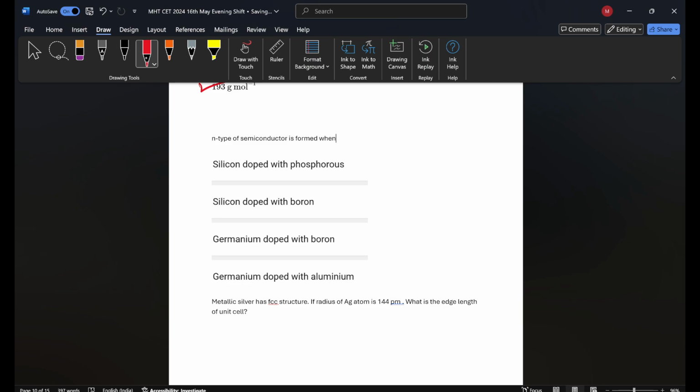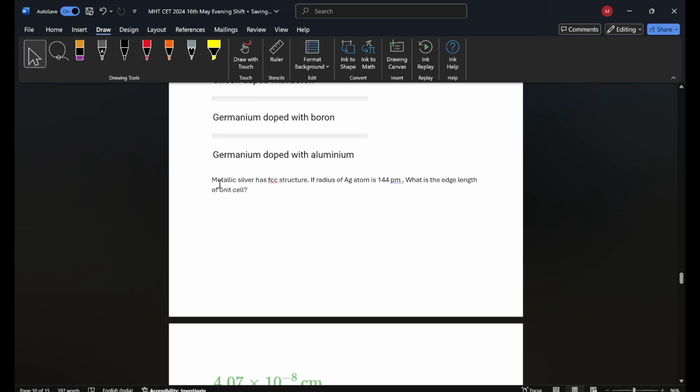Again, a straightforward question. I'm not pretty sure for this. If you know, let me know. N type of semiconductor is formed when silicon is doped with phosphorus, boron, germanium is doped with aluminium. N type of semiconductor. Let's go with option number A. I am not sure. Please check it.